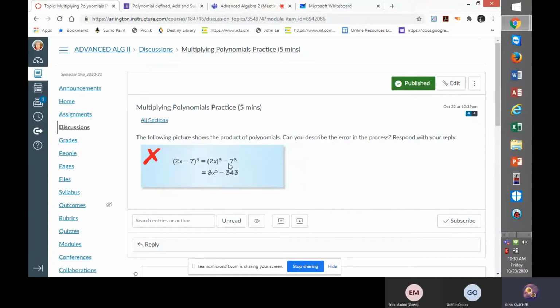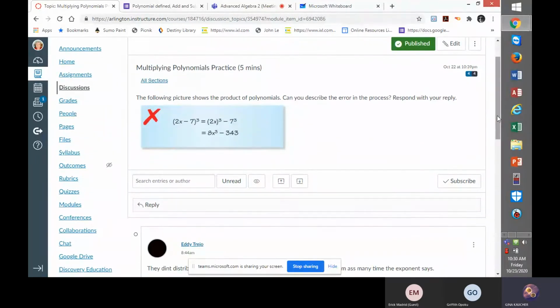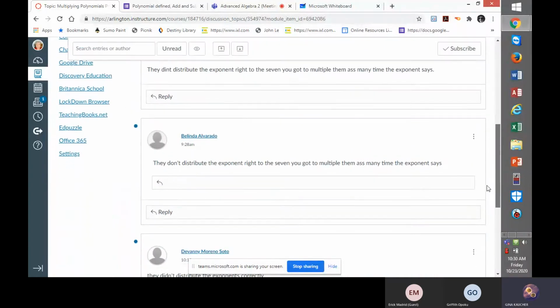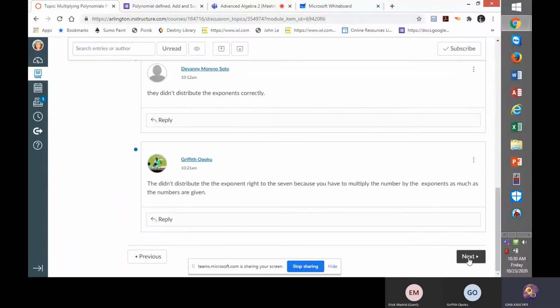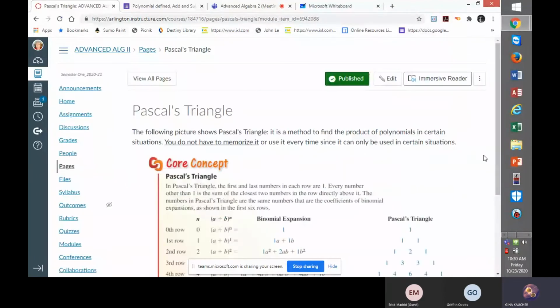This is totally incorrect, very, very incorrect. The answer is nothing like that. You're supposed to write 2x minus 7 in parentheses three times and multiply it all out. And there are some other methods too, but you will not get the right answer if you try to use some kind of rule with exponents that's incorrect.